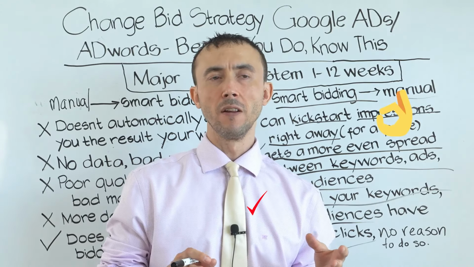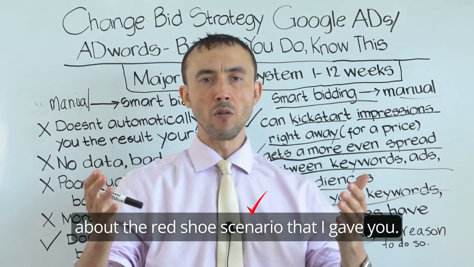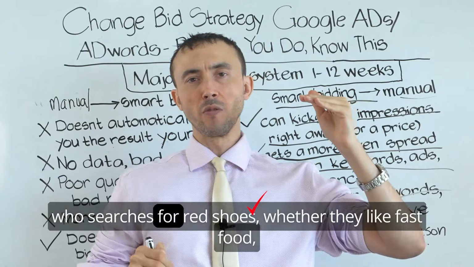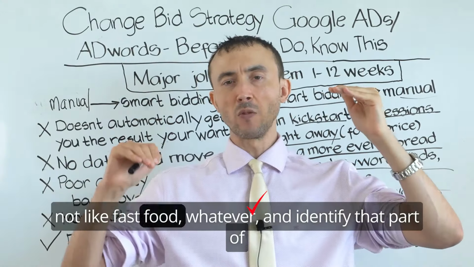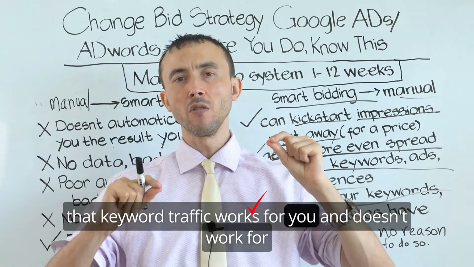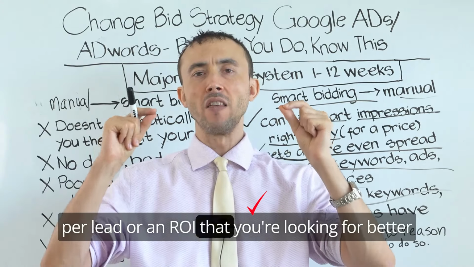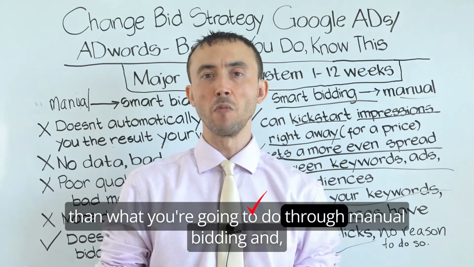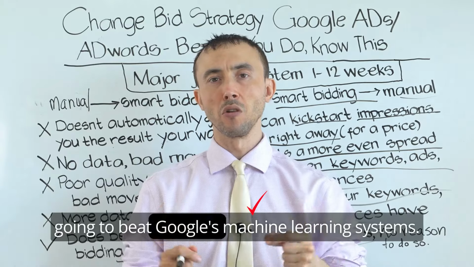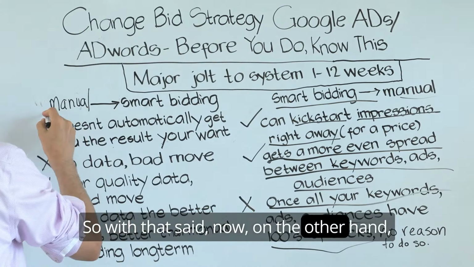They've gotten too good. Going back to what I was saying before about the red shoe scenario that I gave you, they'll find out the 1,000 different traits of a person who searches for red shoes, whether they like fast food, not like fast food, whatever, and identify that part of that keyword traffic works for you and doesn't work for you, and drill your ads into what produces a cost per lead or an ROI that you're looking for better than what you're going to do through manual bidding and bid adjustments on your own. Just take it from me, you aren't going to beat Google's machine learning systems. They're too good nowadays.